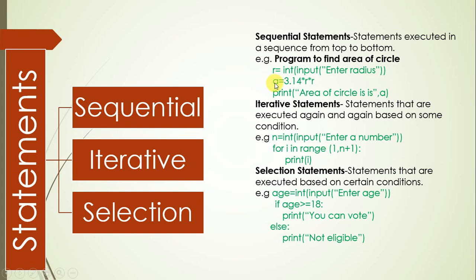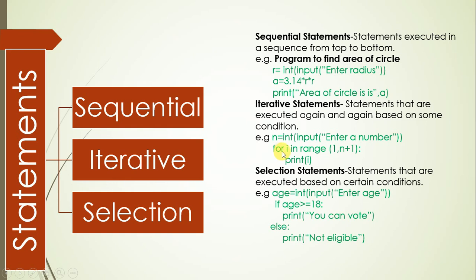Now iterative statements. Iteration means repetition, means the statements that are executed again and again based on some condition. For example, n equals int input, enter a number. We have taken a number from the user which is stored in the variable n.